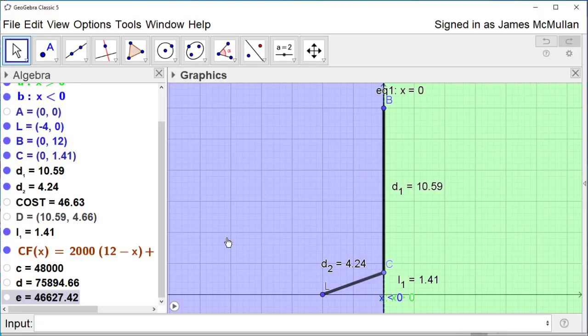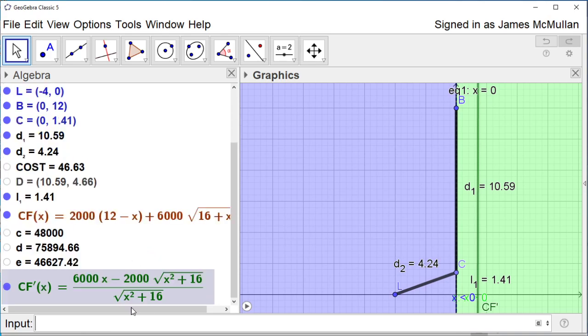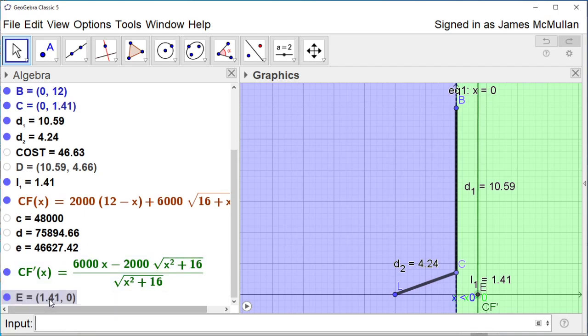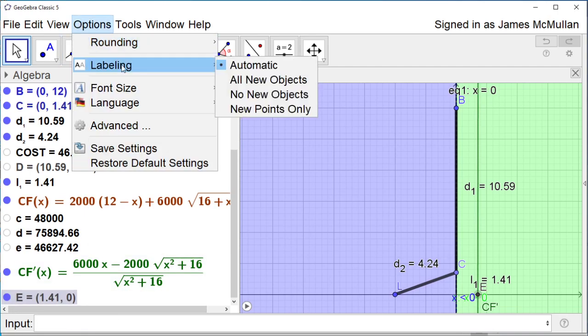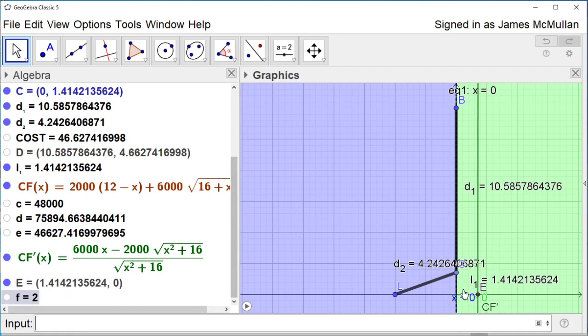Let me just quickly check and make sure I did all that right, just so we get the right answer here. So let's take the derivative of CF. Okay, so it's this. Let's simplify, and then let's find its root. So the root of CF prime between 0 and 12 comes up with this answer at 1.41, which is x of e squared is the number 2. So it's the square root of 2, right? So that's the ideal spot.